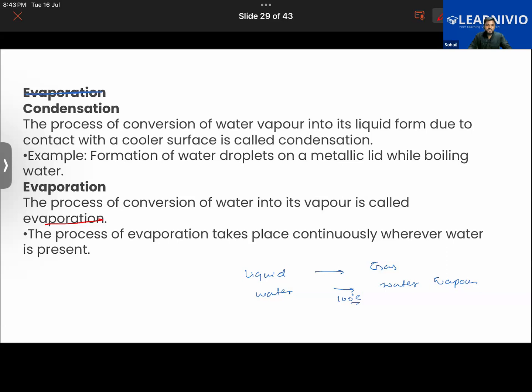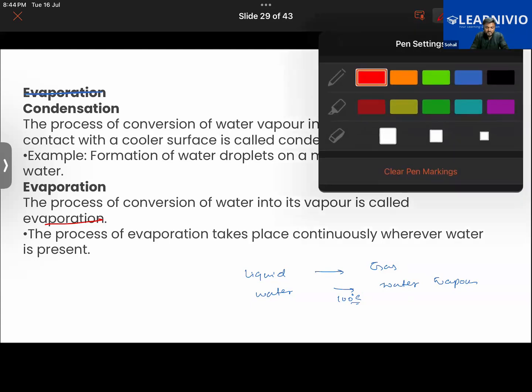Okay? See, water can evaporate at any temperature above the freezing point. Keep that in mind. It is not necessary that the temperature has to be 100 degrees Celsius or 200 degrees Celsius. Getting it, guys, what I'm trying to say? Okay, so that is the thing.